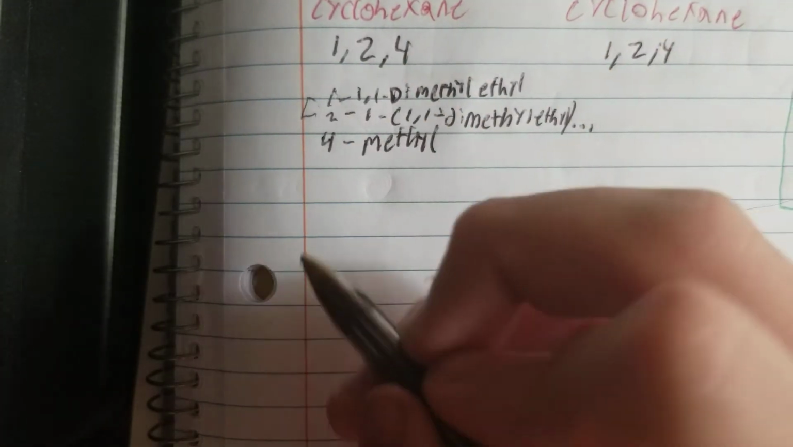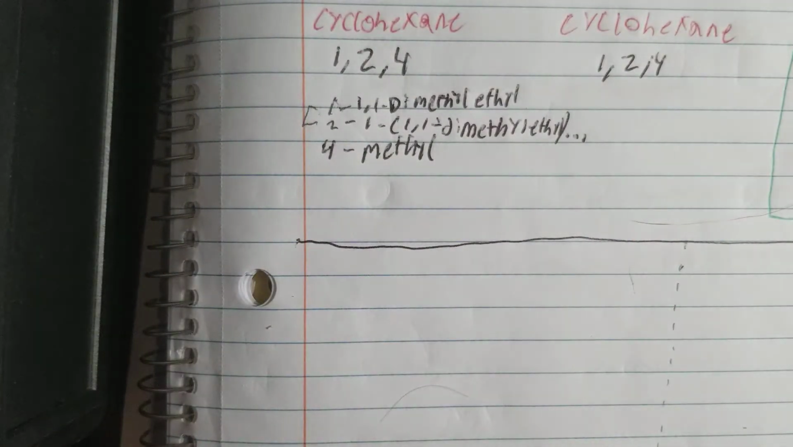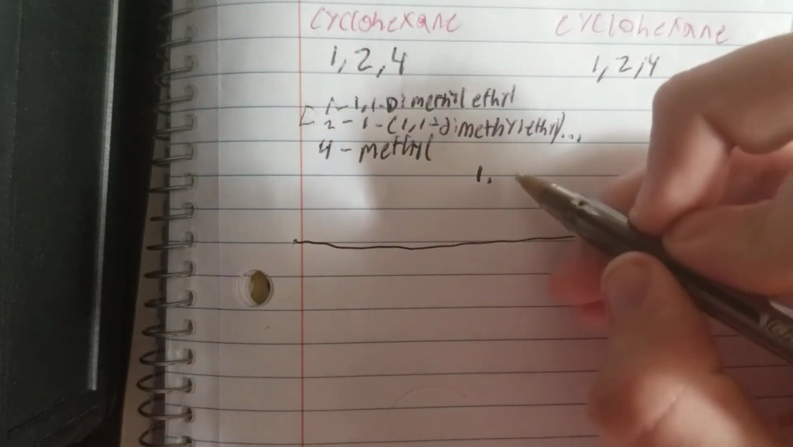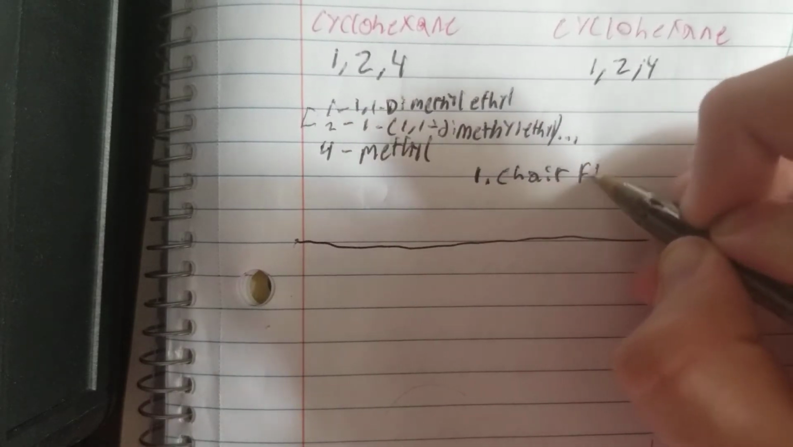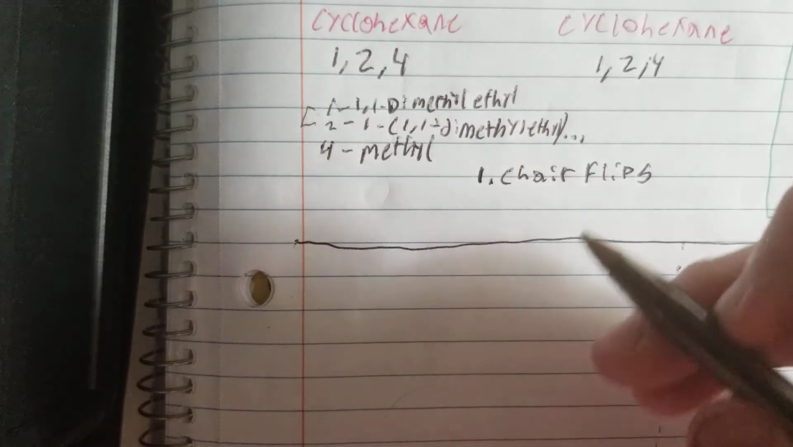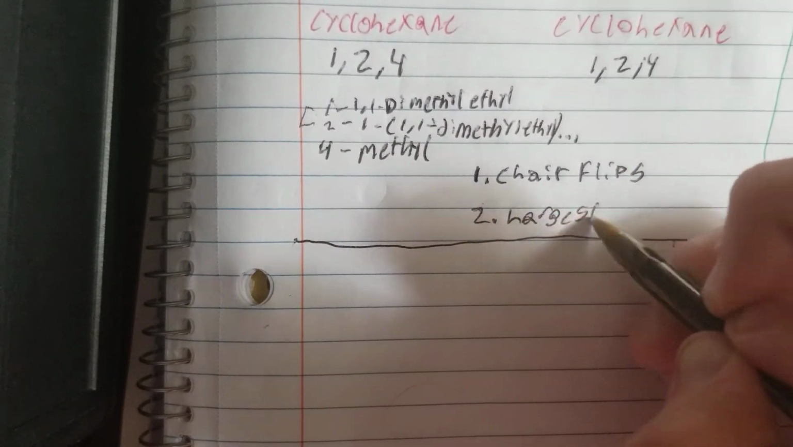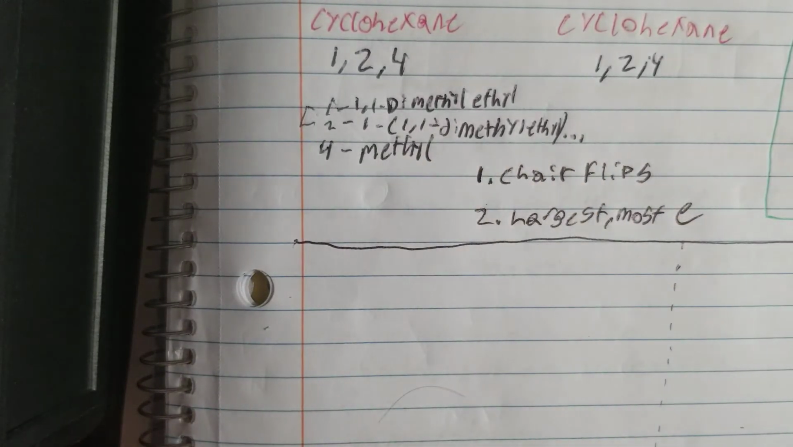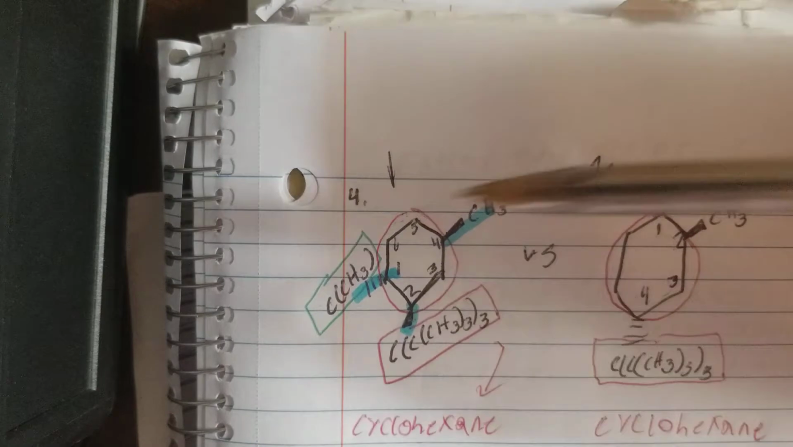Alright, so drawing chair diagrams to represent both of these. 3 things you should know. 1, when drawing a chair, you always need to draw chair flips, no matter what. So each chair diagram is really 2. And then 2, you want the largest or most groups on equatorial. That's to find stability.